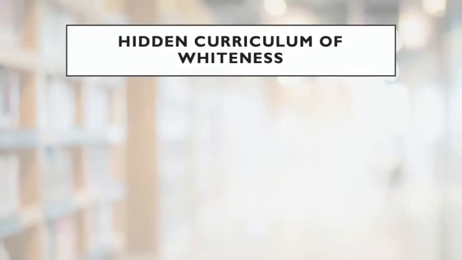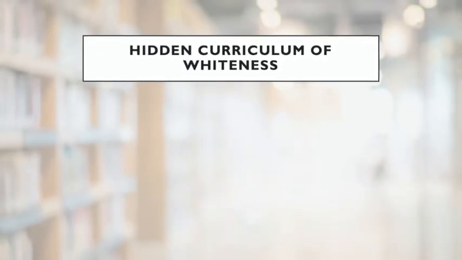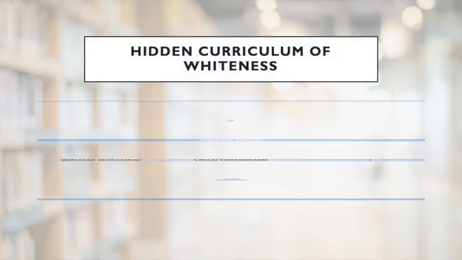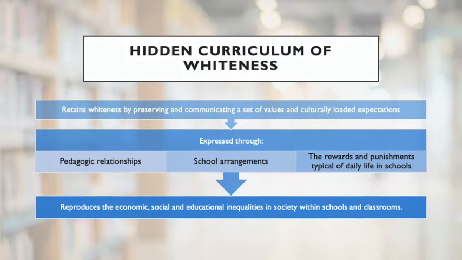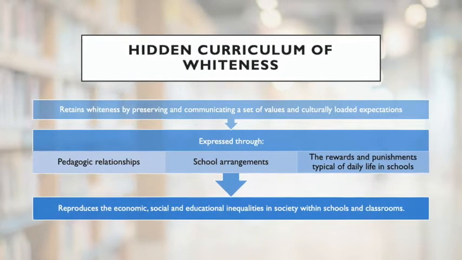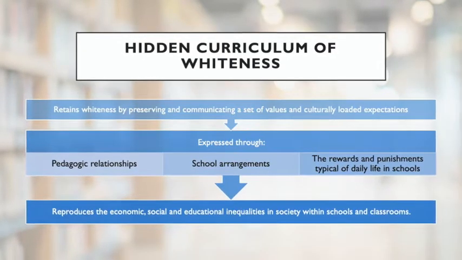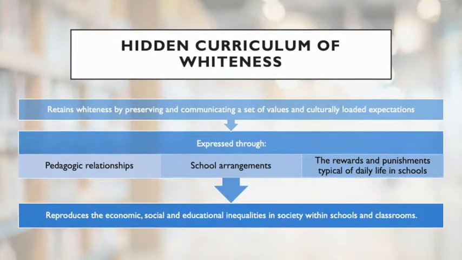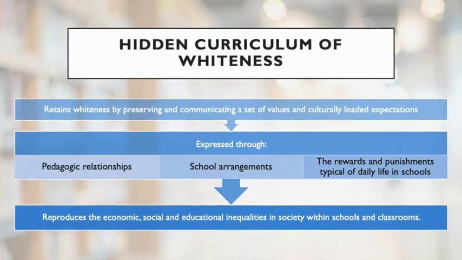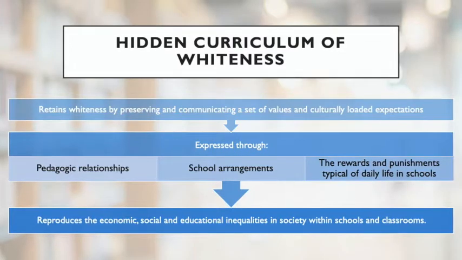This standardised body of homogeneous knowledge contains what many academics label as a hidden curriculum. This plays an important role in retaining whiteness as an unquestioned norm by preserving and communicating a set of values and culturally loaded expectations associated with the conservative white elite. The hidden curriculum is expressed through pedagogic relationships, school arrangements, and the rewards and punishments typical of daily life in schools, and serves to reproduce the economic, social, and educational inequalities in society within schools and classrooms instead of exposing them and challenging them.